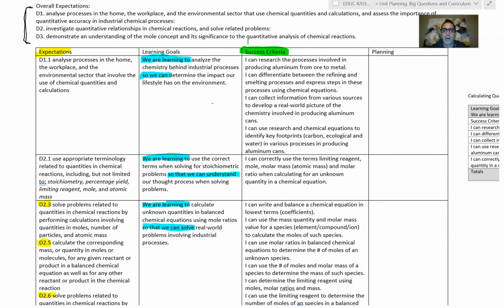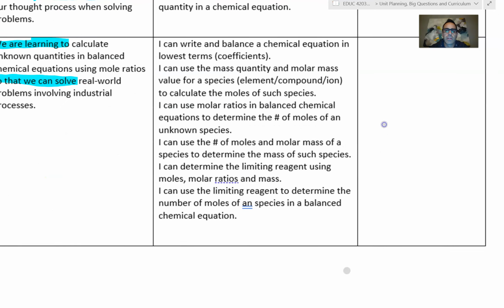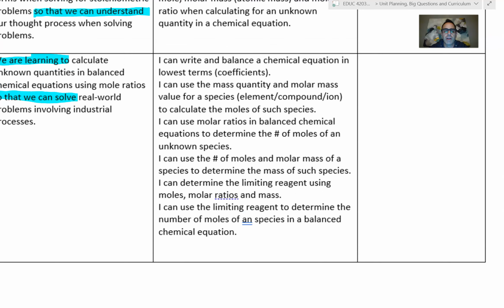And so if we zoom in on this part right here, we can see how I scaffold my success criteria. I can write and balance the chemical equations in lowest terms coefficients. Now that's a skill. Some kids can do it really well, some kids struggle a little bit with it, so there's some variance in there, but that's the most important thing when we're going to start. You have to be able to do this first before you can do anything else.